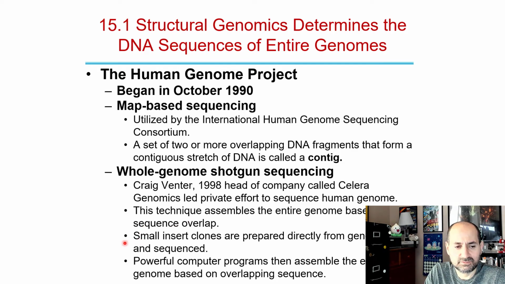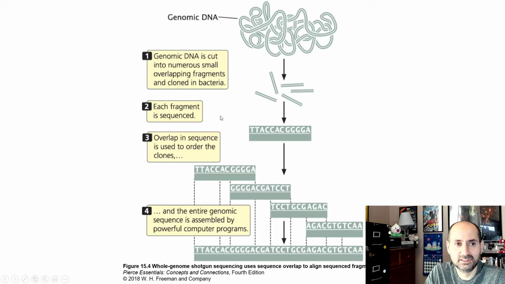What he did that was different was, instead of making these contigs, which takes a lot of time and effort, he would take small insert clones prepared directly from genomic DNA, and then he would use powerful computer algorithms to assemble those small fragments back together into an overlapping sequence. So you see how that would save a ton of time.